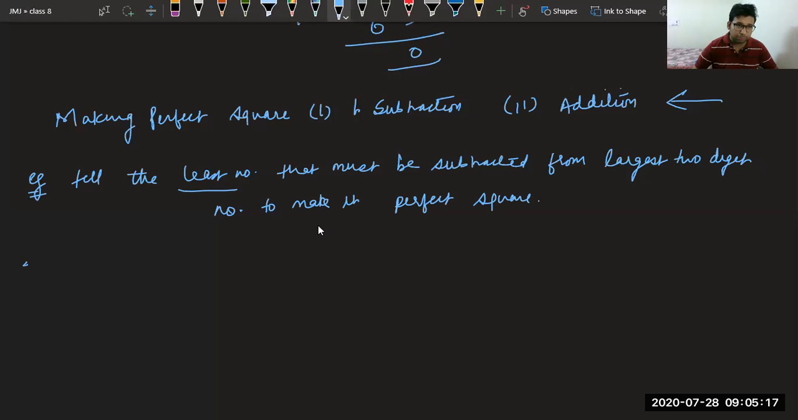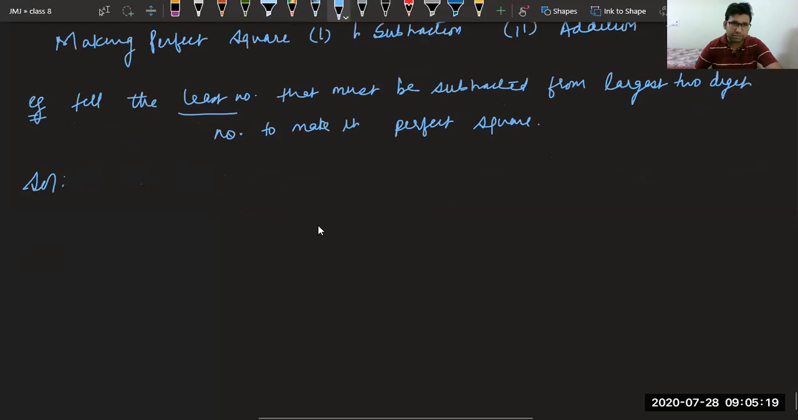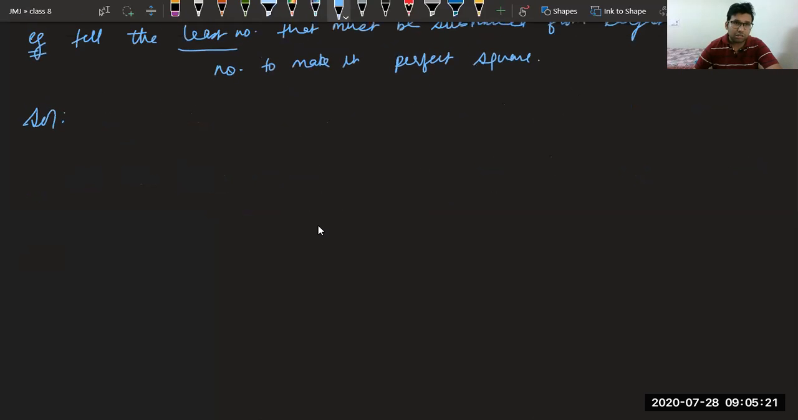We know the largest 2-digit number is 99. Very good, Yash. Now we can observe this is not a perfect square because at the unit place we are having 9.